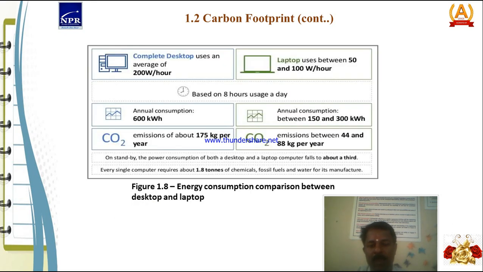This is another diagram representing energy consumption comparison between desktop and laptop systems. See the comparison of these two. A complete desktop uses 200 watt hours, but a laptop uses 50 to 100 watt hours, based on 8-hour usage a day. Therefore, annual consumption for a desktop system is 600 kilowatt hours, for a laptop system 150 to 300 kilowatt hours. For a desktop system, emission is about 175 kilograms per year. Emission is between 44 and 86 kilograms per year for laptop usage.